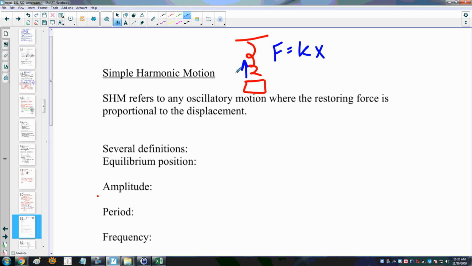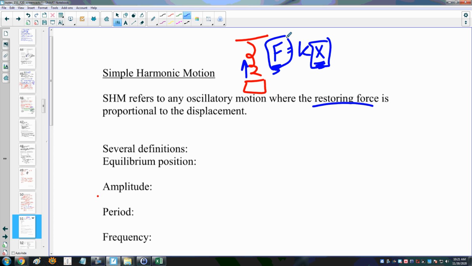So the farther I stretch a spring, x, the greater the force is. This force is the restoring force. It's going to restore my spring back to its equilibrium position. That's its resting position or its relaxed position. But the more I stretch that spring out, the greater that force is. And so that's a good example of a restoring force that's proportional to the displacement.